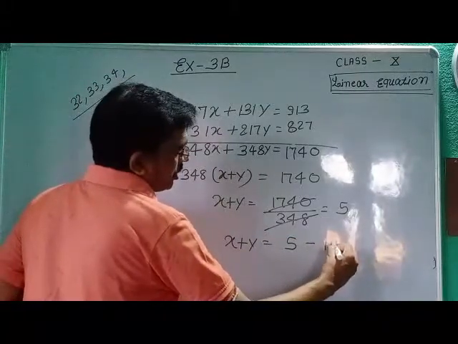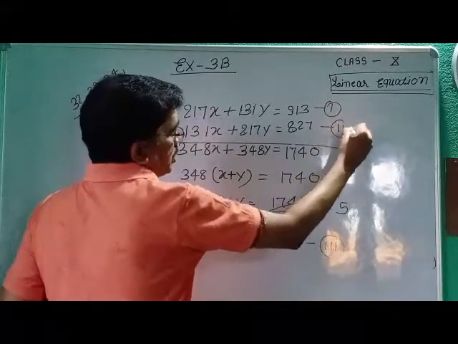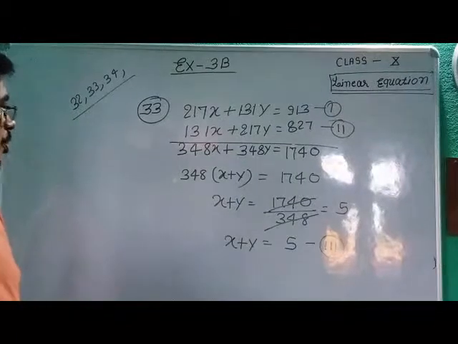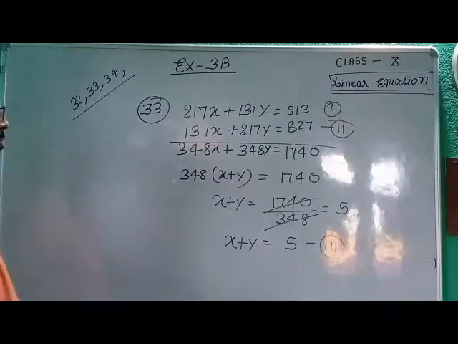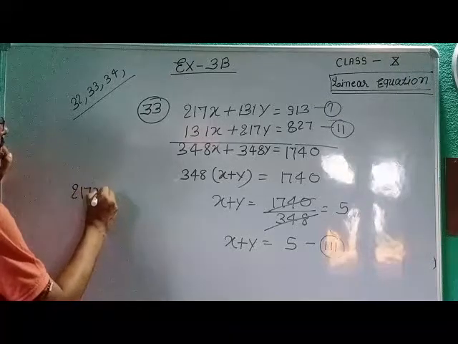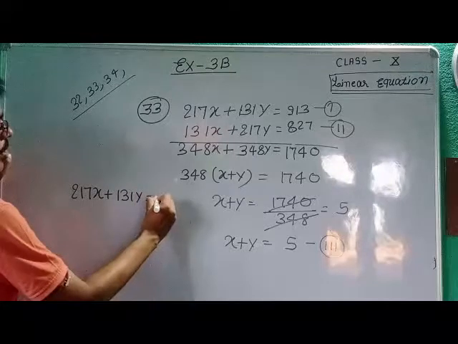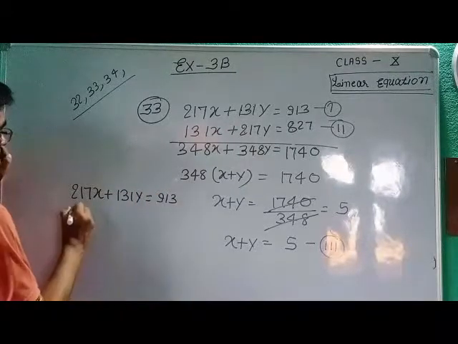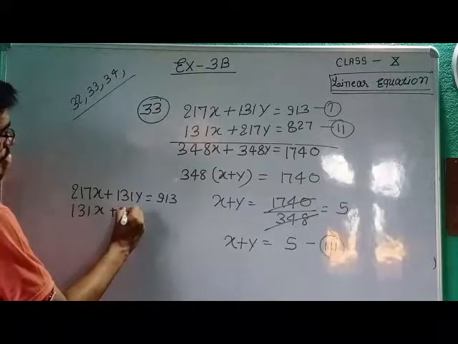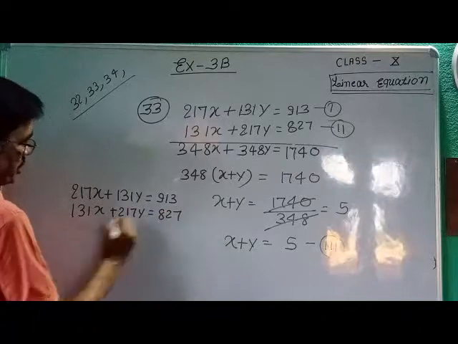It is the third equation. First equation is this, second equation is this. Now with subtracting you get the fourth equation. So again you write 217x plus 131y is equal to 913, 131x plus 217y is equal to 827.